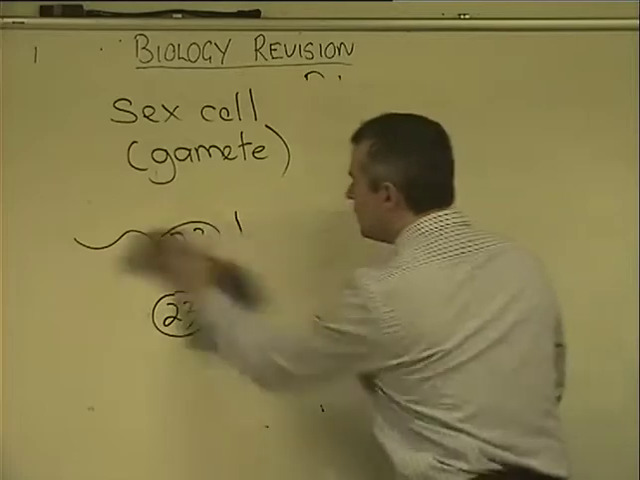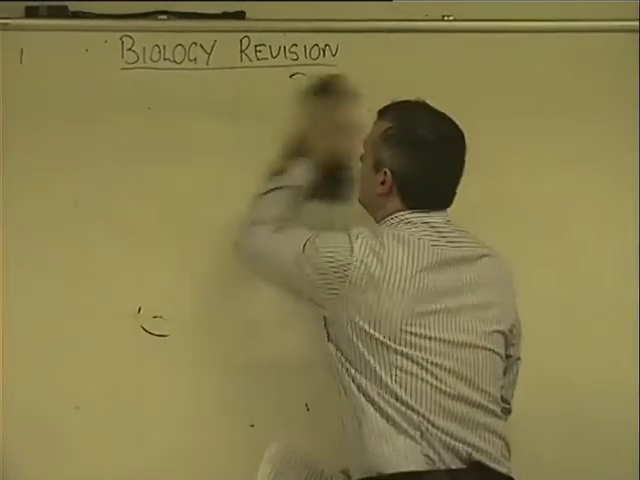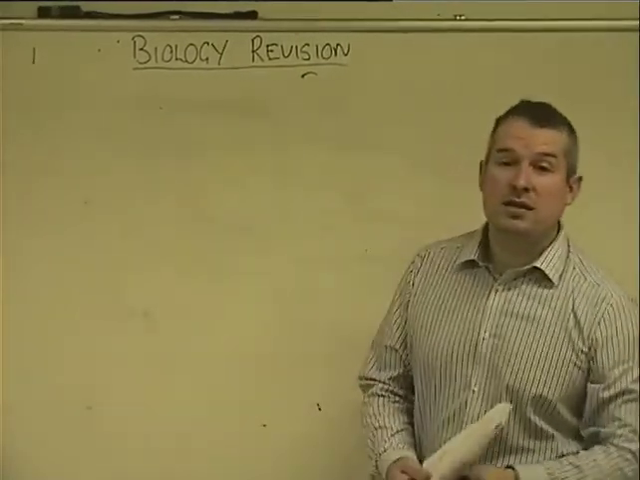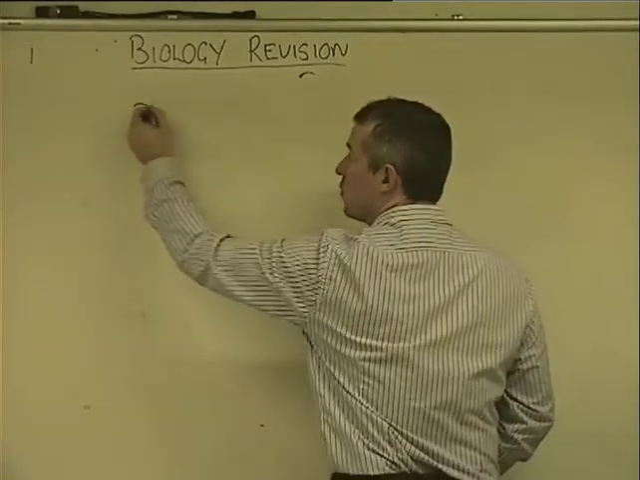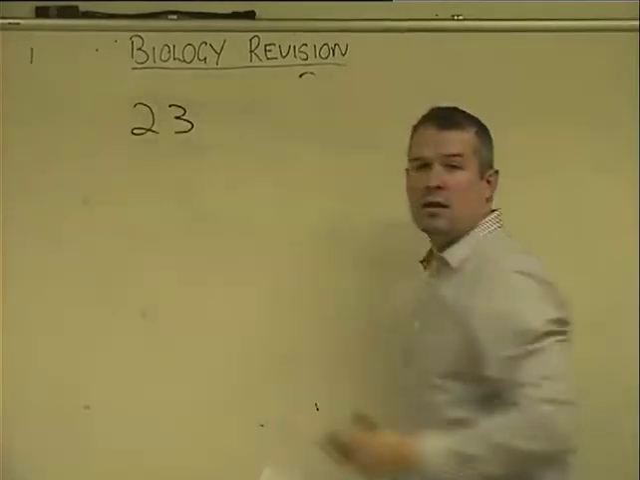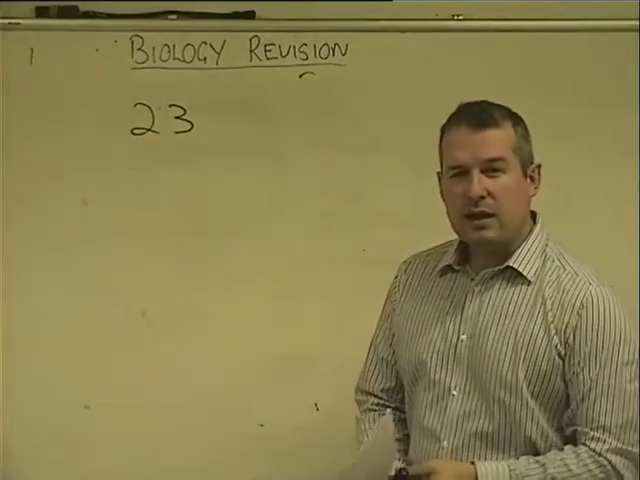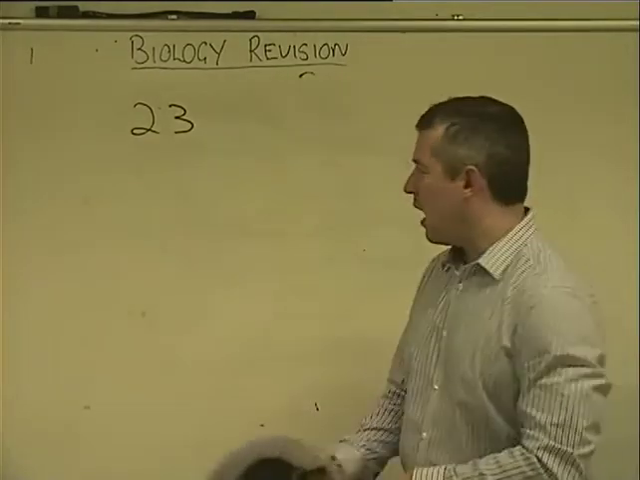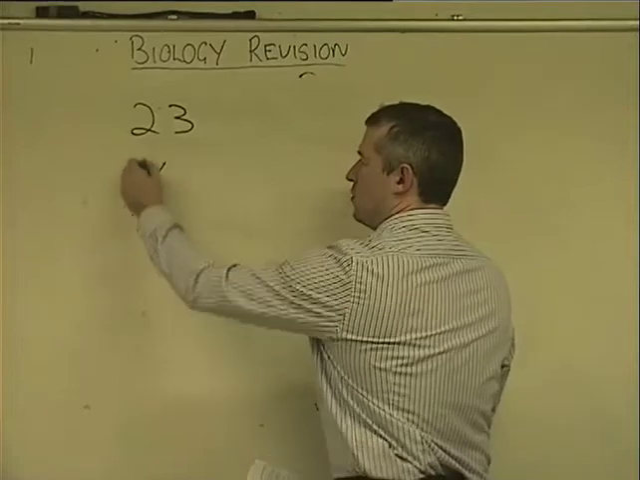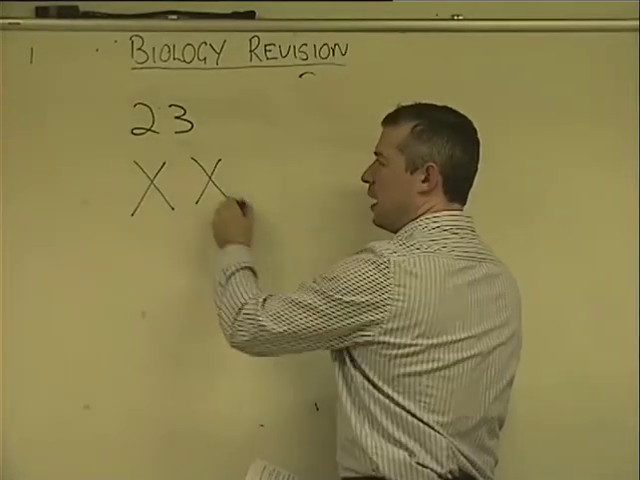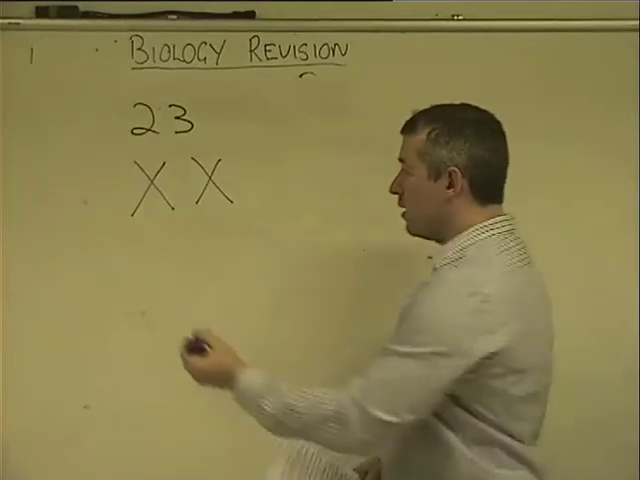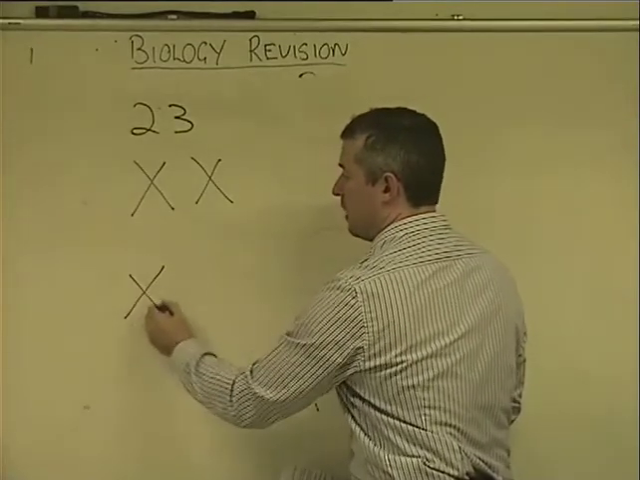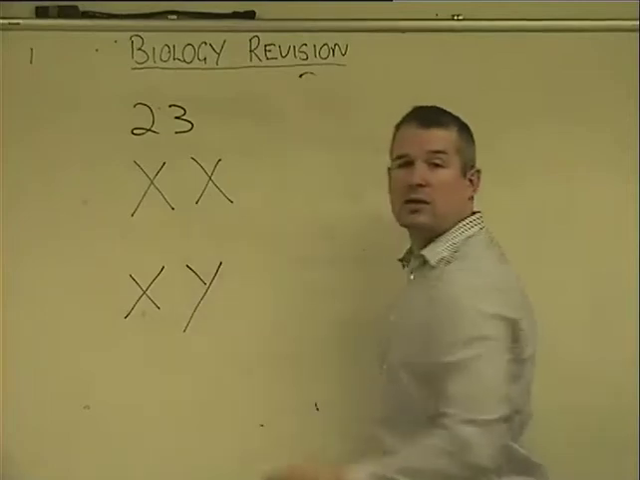Okay. Now, how do we inherit our gender? Remember, gender is your sex, whether you're male or female. How do we inherit it? It's because chromosome 23 for a male and a female is slightly different. So if you're a female, then you have 2 X chromosomes, otherwise known as XX. If you're a male, you have an X and a Y chromosome.